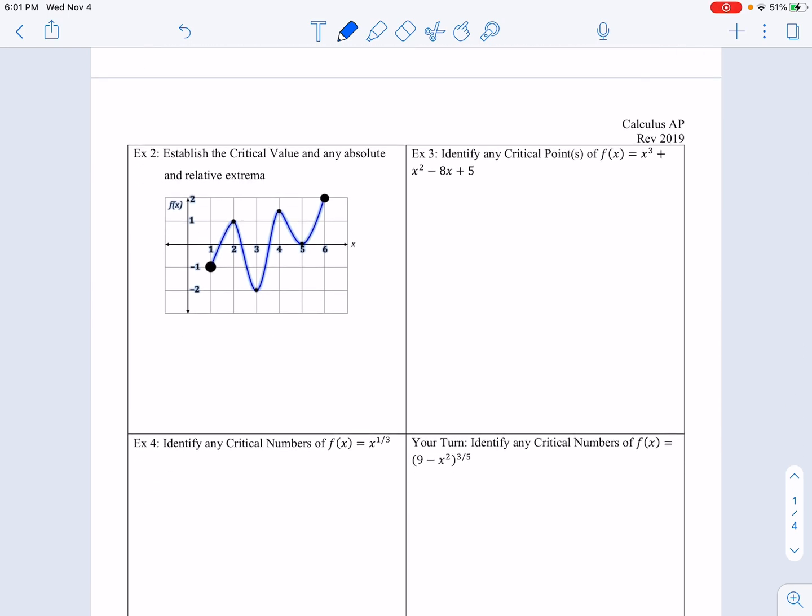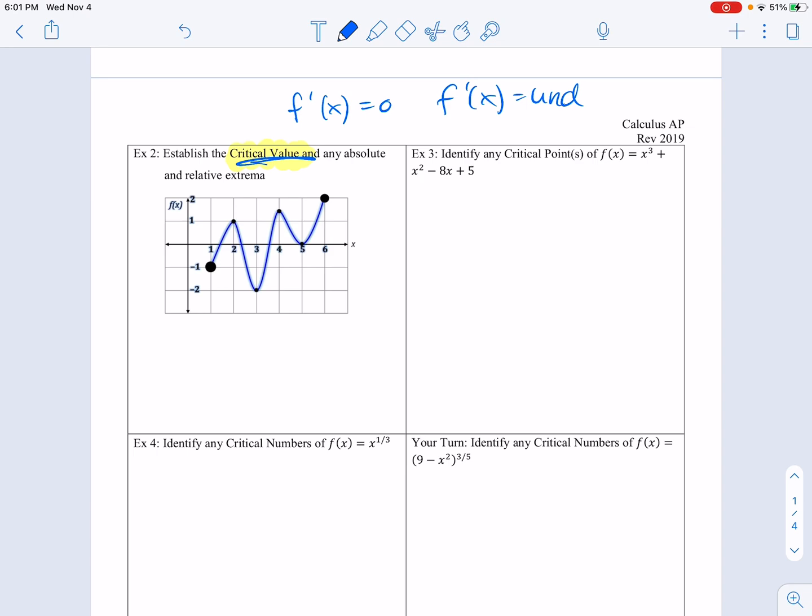Okay, let's do this. Critical points. This is a key word. This is a vocab word. There's a definition. If f prime of x equals 0, or f prime of x is undefined, you have a critical point. Okay? Critical value.